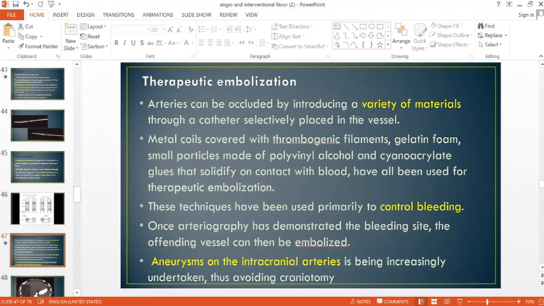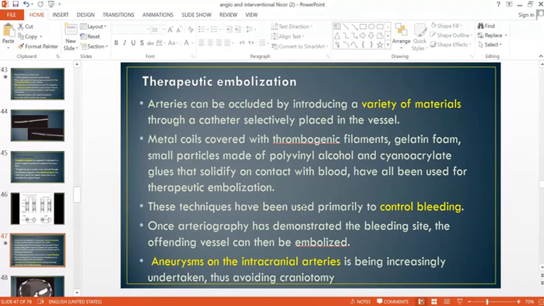Arteries can be occluded by introducing a variety of materials through catheters selectively placed in the vessel. Metal coils covered with thrombogenic filament, gelatin foam, small particles made of polyvinyl alcohol, and cyanoacrylate glues that can solidify on contact with blood, all have been used for therapeutic embolization depending on the vessel that is embolized.